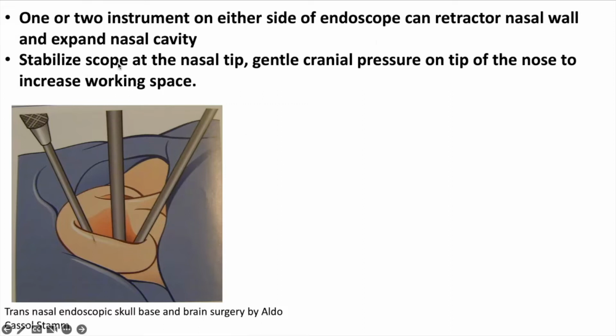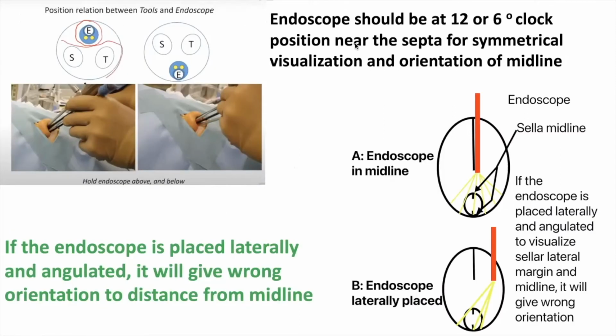The scope is stabilized at the nasal tip with a gentle cranial push. This also increases the working space in the nasal cavity. The endoscope should be placed either at the 12 o'clock or 6 o'clock position near the nasal septum for symmetrical visualization and orientation of the midline. If you keep it too far away from the nasal septum, it gives a false impression about the distance from the midline.